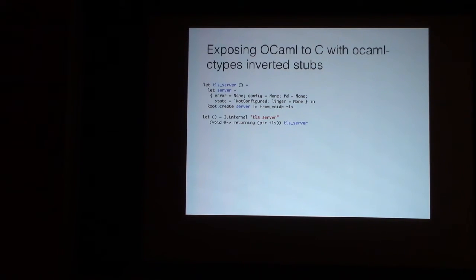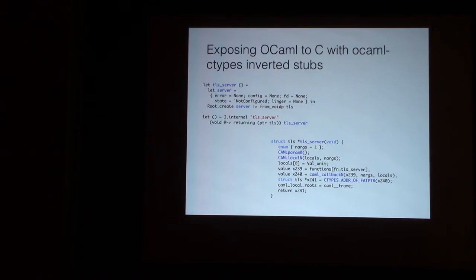I is a module of C types, and internal is a function that allows you to register a binding. Here it's to some TLS server symbol that will be the final name of our C function. That is a function that takes no arguments, which is void, and in OCaml terms will be a unit, and that returns a pointer to some TLS types. And the function that will be called back when the C program calls it is the TLS server function we define just up here.